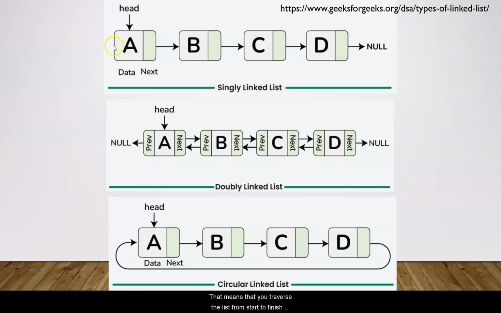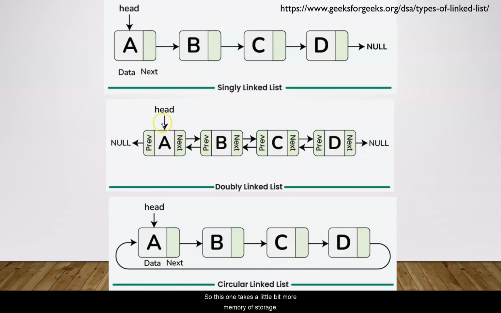That means that you traverse the list from start to finish, from the head to the tail. It's usually called the head and the tail. A doubly linked list is kind of doing the same thing, except instead of only having a pointer going to the next one, you also have a pointer pointing to the previous one. And so this one is going to have a previous pointer, and it's going to start off at null. So you have the head with the data, and the previous one goes to null, the next one goes to the B data, and then that previous one goes back to the A.